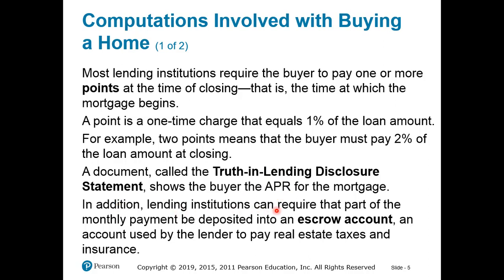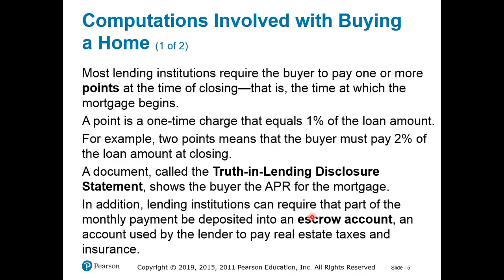In addition, lending institutions can require that part of the monthly payment be deposited into an escrow account. So that's also a possibility. Sometimes they don't require it. I know for my wife and I, we did our own. We paid our own taxes and insurance. So escrow is an account that's set aside by your mortgage company, by the servicer, into a separate account that is used by the mortgage company to pay your taxes and insurance every year.